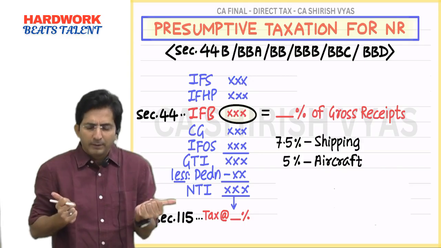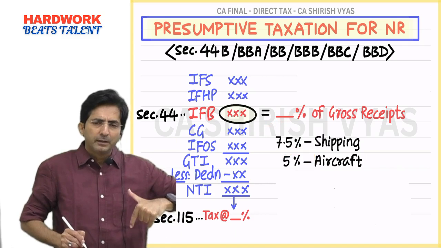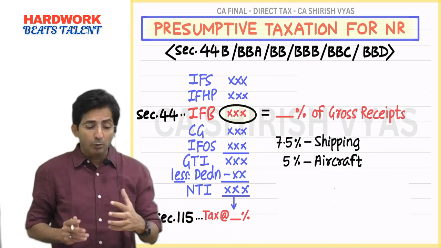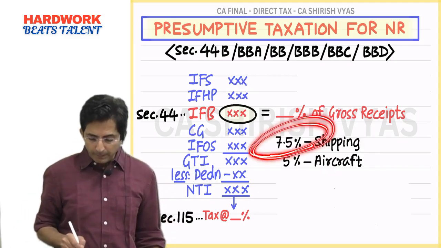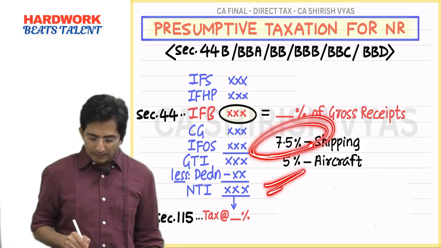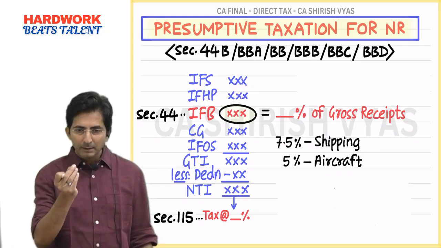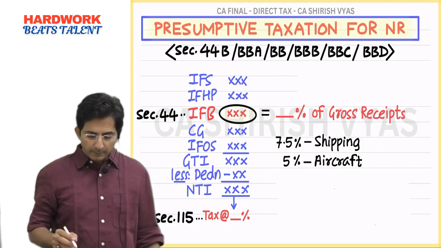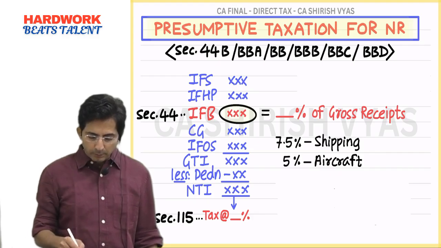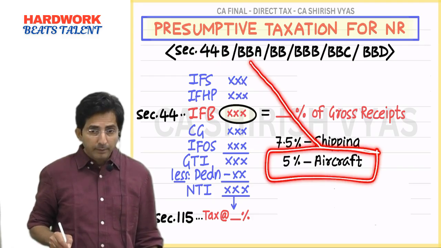Just report 5. And why a lower percentage in aircraft compared to shipping? Because in aircraft business, the overheads are higher than shipping. So if for shipping, government is saying 7.5, for airline business, it has to be less. Because the margin is less in airline business compared to shipping. Then, this was which section, you know, 44 BBA. And what was shipping?